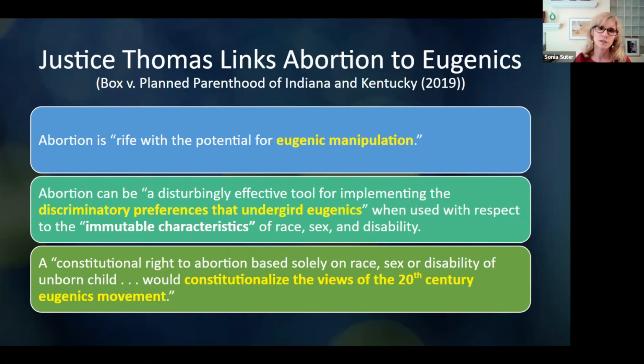And he concludes his opinion by stating that finding a constitutional right to reason-based abortion bans would constitutionalize the views of the 20th century eugenics movement. Now, many historians have viewed his account of eugenics as misleading and inaccurate, but this opinion is shaping how legislatures approach this issue. It is shaping how the public thinks about it. Next slide, please.